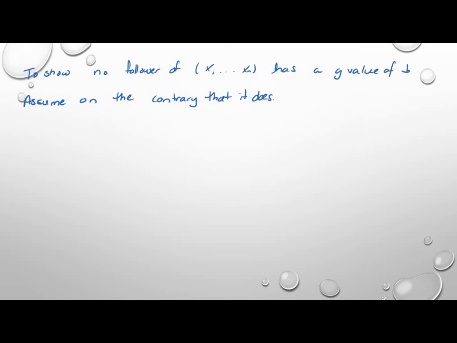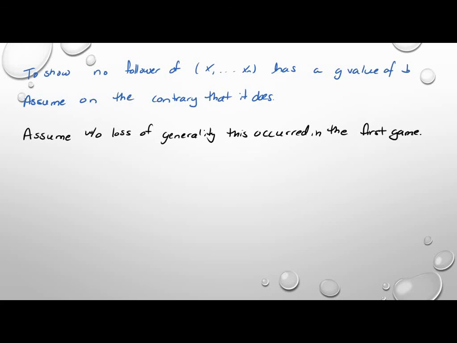The way we do this is by contradiction. Assume that there was a follower that did have a G value of B, and assume without loss of generality it happened in the first game. So one of the games gave me a follower that gave me a G value of B. I'm just going to rearrange the games and put that game here first. Then B is equal to, I just put it here as the first one. The first one is the one that led to it, and that's defined to be this thing right here.